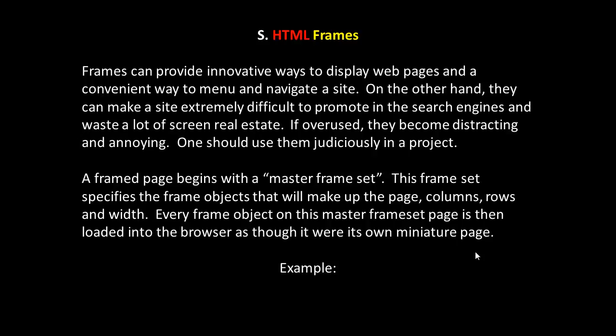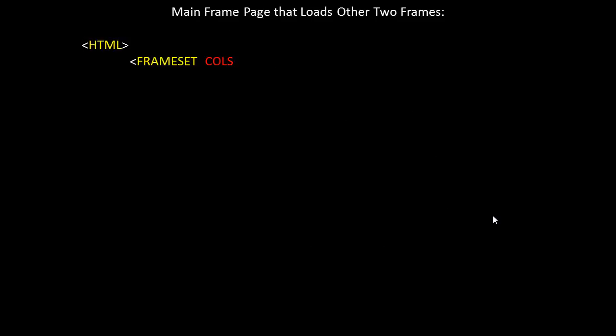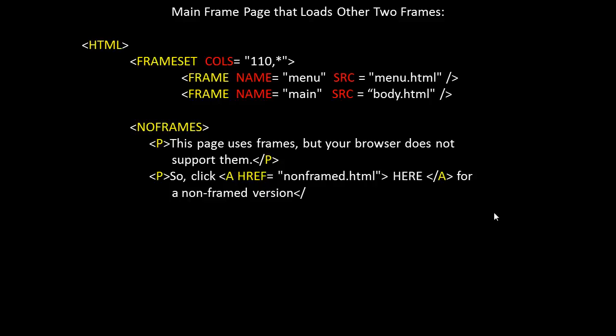A frame page begins with a master frame set. This frame set specifies the frame objects that will make up the page: columns, rows, and width. Every frame object on this master frame set page is then loaded into the browser as though it were its own miniature page. For example, here's code that will load two other frames into a main frame set.